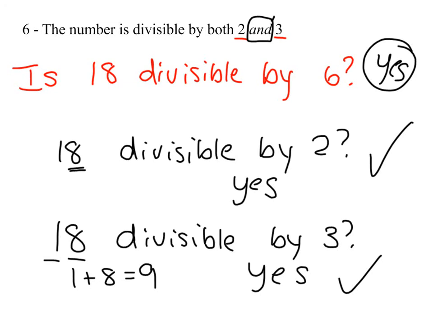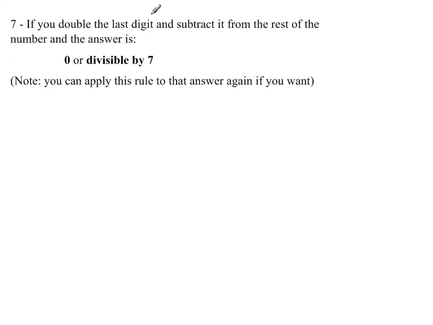7 is a little bit more complicated. There's a couple of different ways you can tackle it. It says if you double the last digit and subtract it from the rest of the number, and the answer is 0 or something divisible by 7, then it's divisible by 7. So let's go ahead and practice with a nice number. Let's say we have 672. And I want to know if this number is divisible by 7.